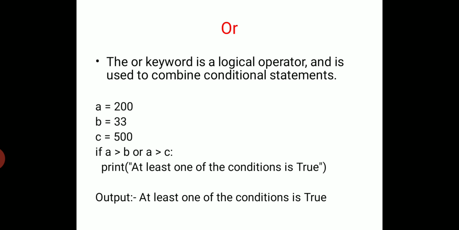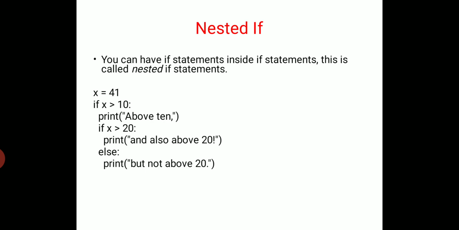Okay, now move toward the nested if. Whenever we use a statement inside a statement, that is called nested. If you have an if statement inside an if statement, this is called a nested if statement. So here x equals 41, if x is greater than 10, print above 10. If x is greater than 20, print and also above 20, else print but not above 20.